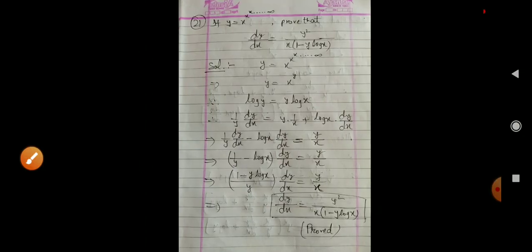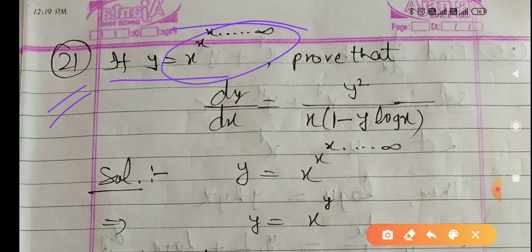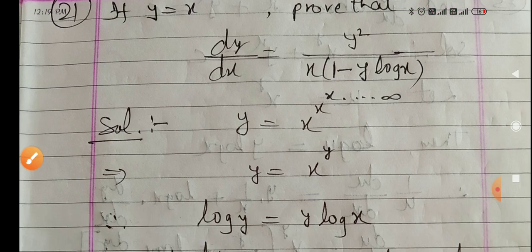Now one more question you see, question number 21, an important question. y equals x to the power x to the power x to the power x till infinity is given. You have to prove that dy upon dx equals y square upon x into 1 minus y log x. How can we prove it? Such a type of question I told you in a previous exercise. One more time you see, y equals x to the power x to the power x till infinity, it is given.